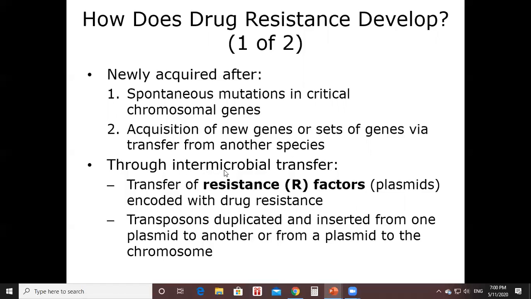So here are the different ways that you can have intermicrobial transfer. It transfers resistance factors. They're little pieces of RNA or DNA encoded with that drug resistance.